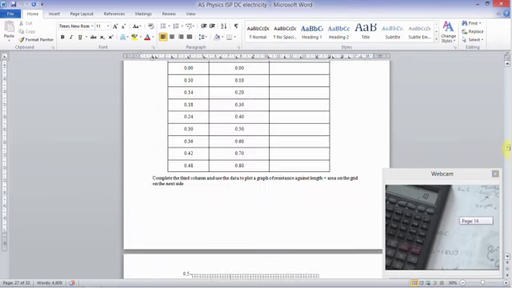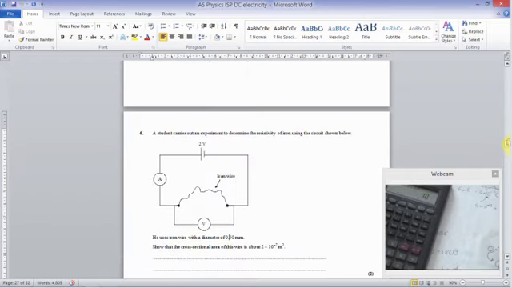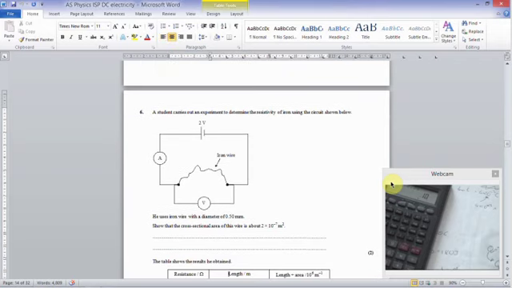Right. So next bit, question 6. Okay, so this is a practical that you've all done in class. Finding the resistivity of a wire. So it's mentioned in the explaining everything. So we need to show that the cross-sectional area of this wire is 2 times 10 to the minus 7 meters squared.